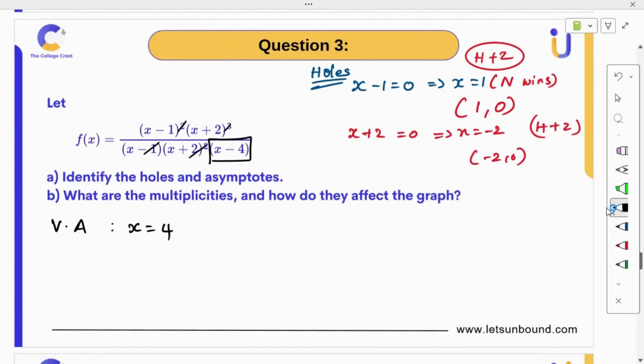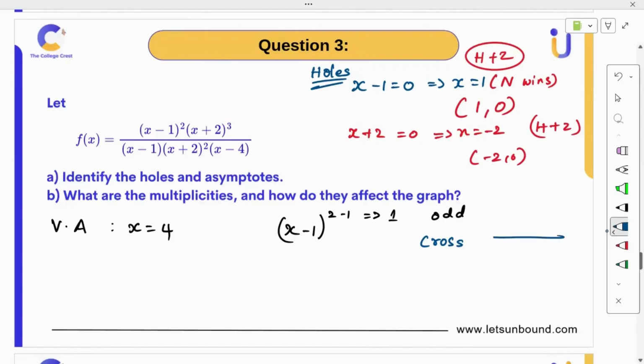How do they affect the graph? Simple. So for x minus 1, the net multiplicity is 2 minus 1, which is 1, which is odd. So odd multiplicity means the graph will cross the x-axis. Of course, it's on the x-axis. So will it cross or bounce back? Will it go down or will it cross? That's the question. So odd means it will cross, even means it will bounce back. So odd, so it crosses the x-axis.